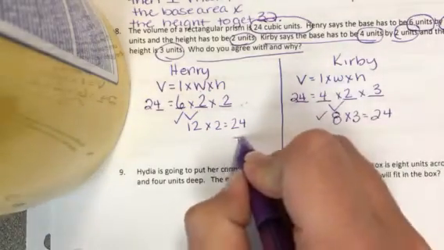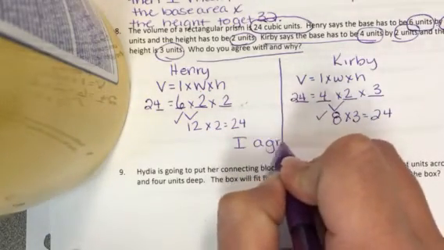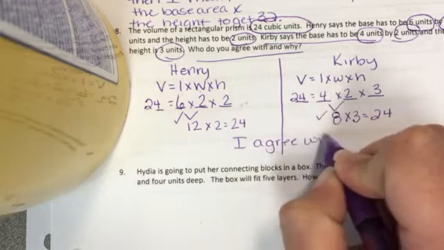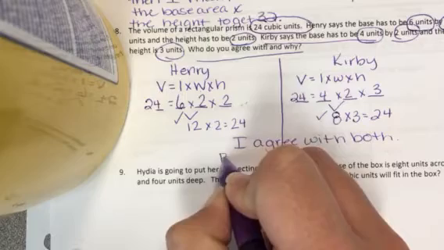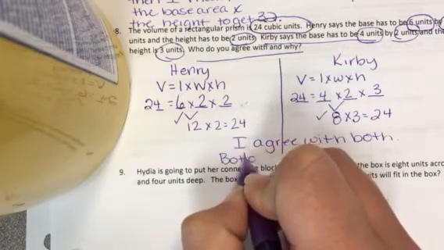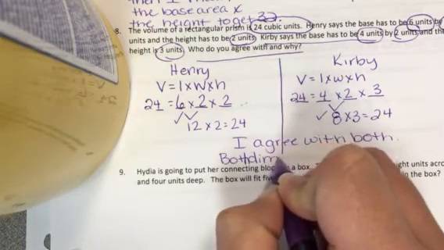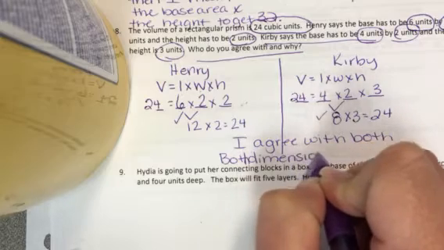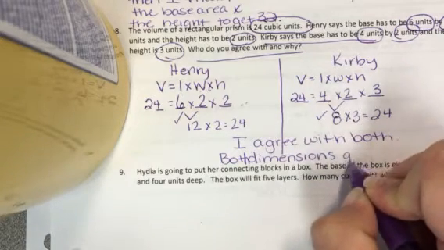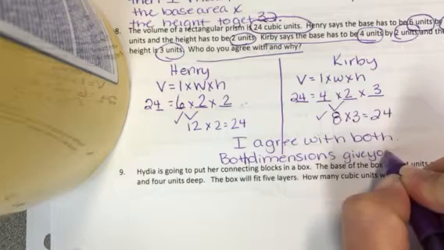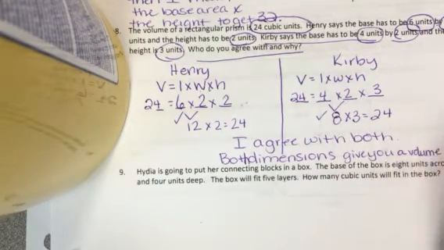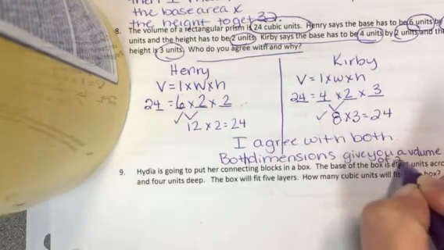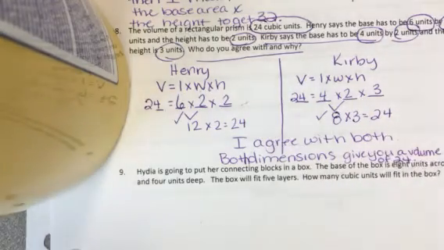So I'm going to write down that I agree with both. Both dimensions give you a volume of 24. Both of them were right. There's 2 different ways to get there.